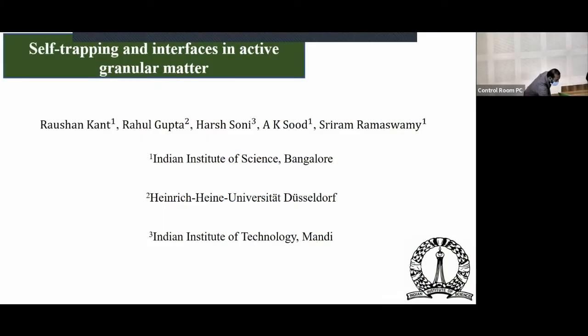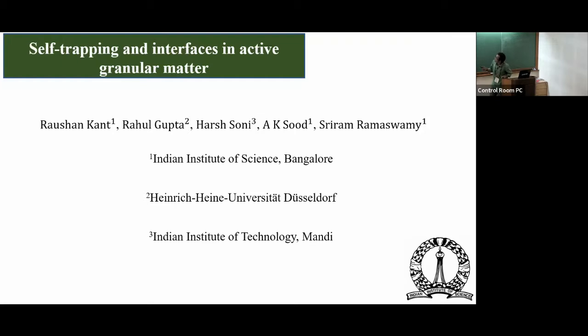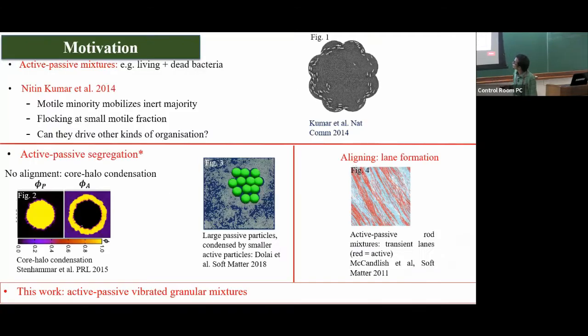So hi everyone, my talk is about self-trapping and interfaces in active matter. Myself Raushan Kant. My advisors are A.K. Sood and Sri Ram Ramaswamy, and I'm collaborating with Harsh Soni and Rahul Gupta.